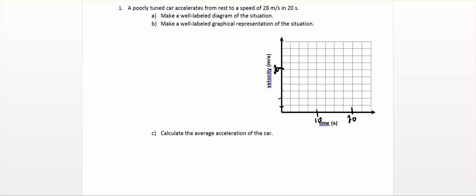Each one of these is 5, so 28 at 20 seconds ends there, and we know it's constantly accelerating, which means there's a constant slope, and so therefore our velocity versus time graph looks more or less like that.